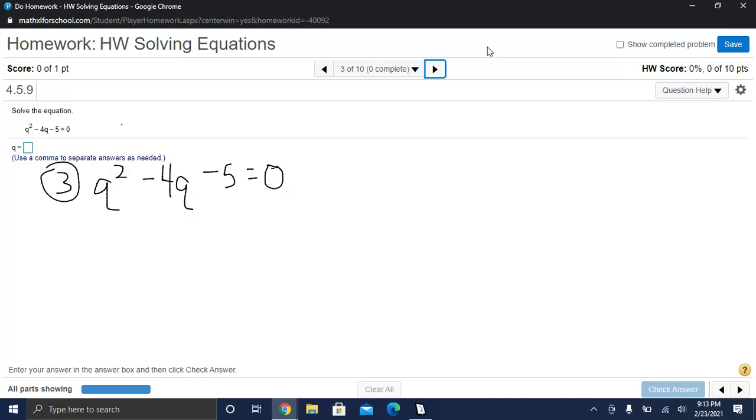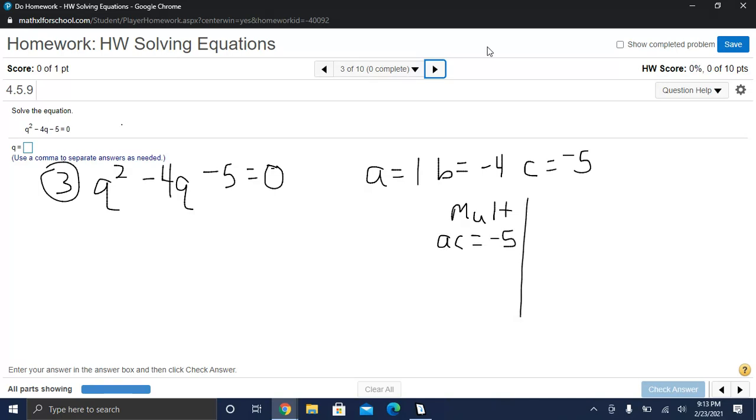So to factor it, I'll have my a, which is 1, my b, which is negative 4, and my c, which is negative 5. And I'll create a chart looking at what multiplies to AC. AC in my problem is -5, and what will add to B, and B in my problem is -4.